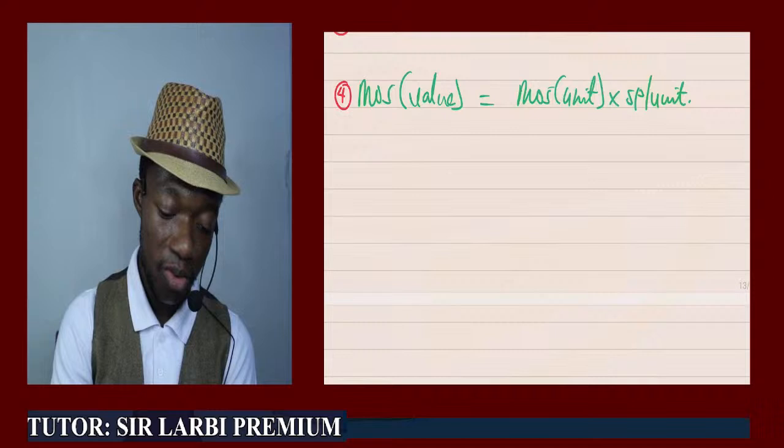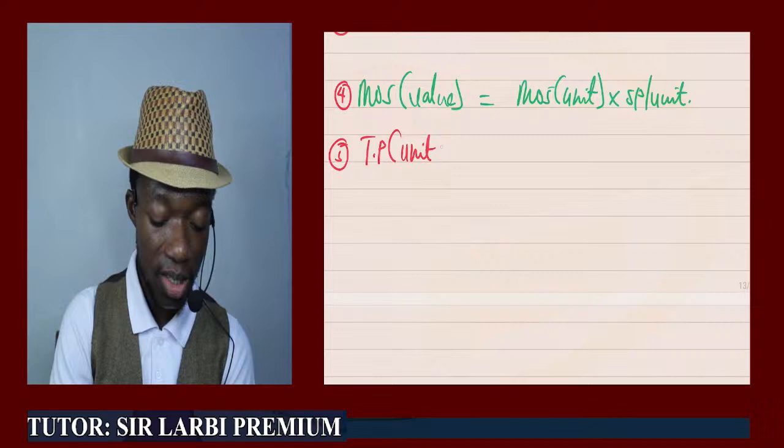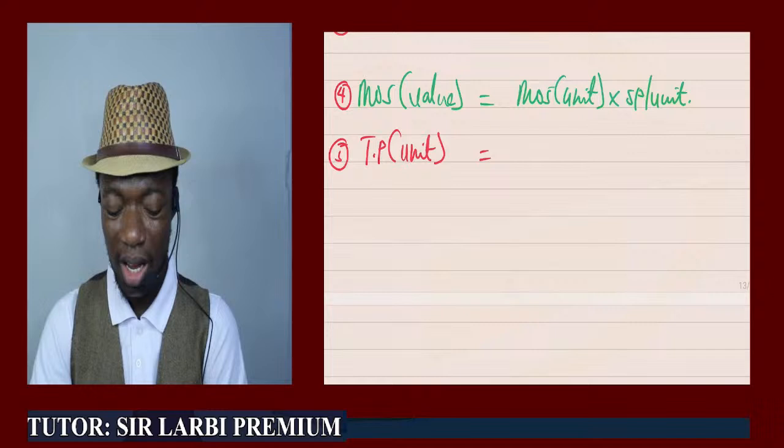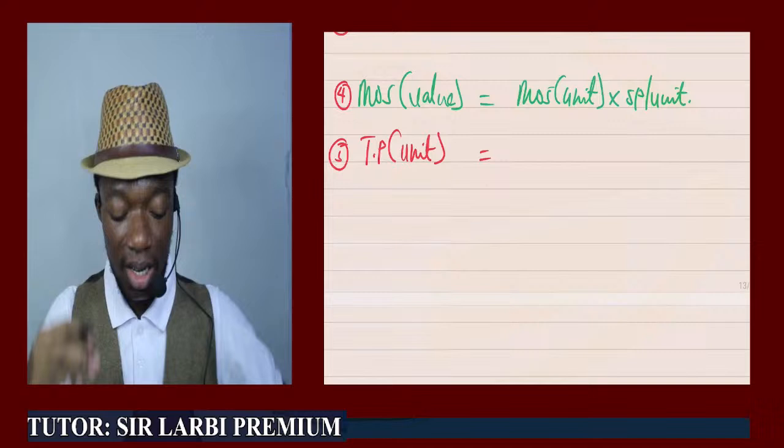So we also have our target profit. Let me use the initials for you. Targeted profit in terms of unit. So that's also very simple. How many units should be the output that we should produce to make a profit? That is the targeted profit in unit. The question is, how many units should we produce to make a profit? That is a targeted profit.